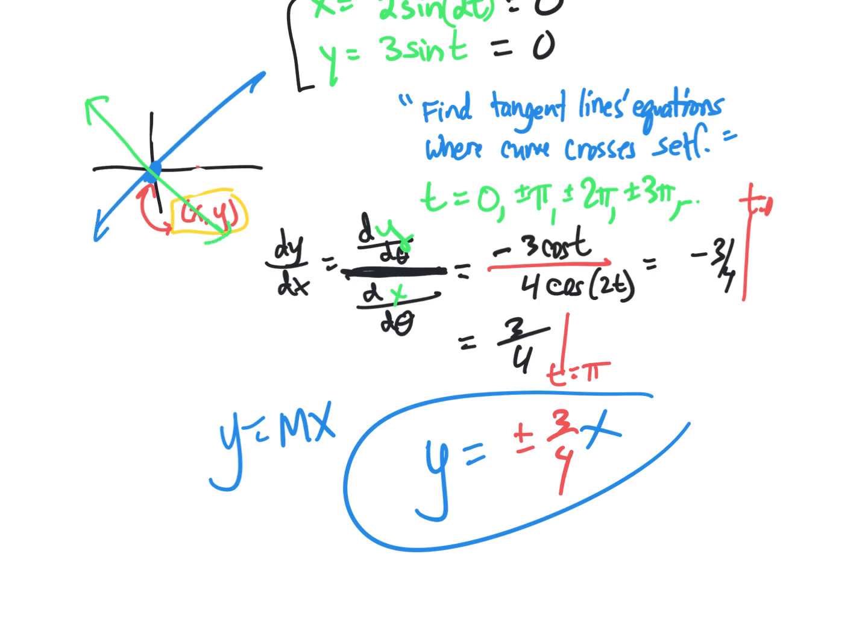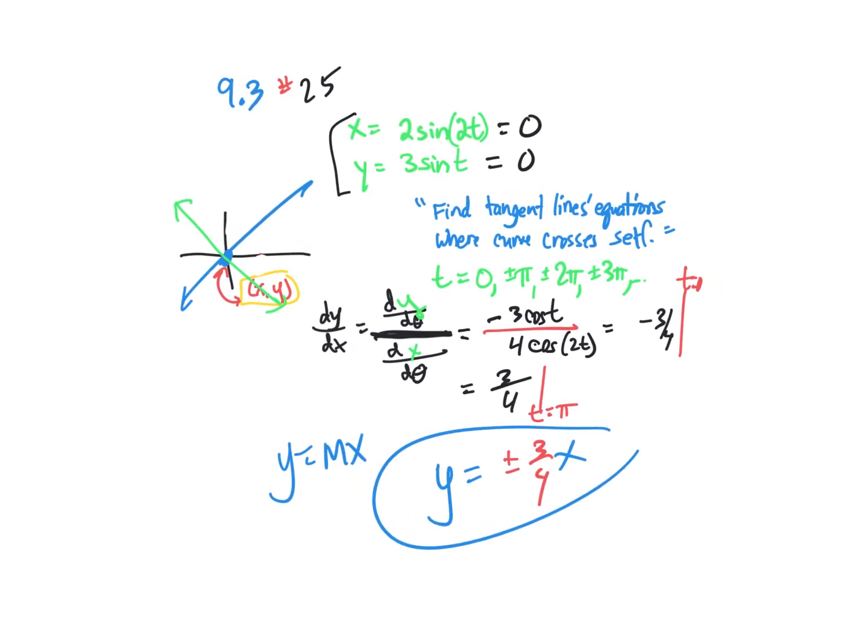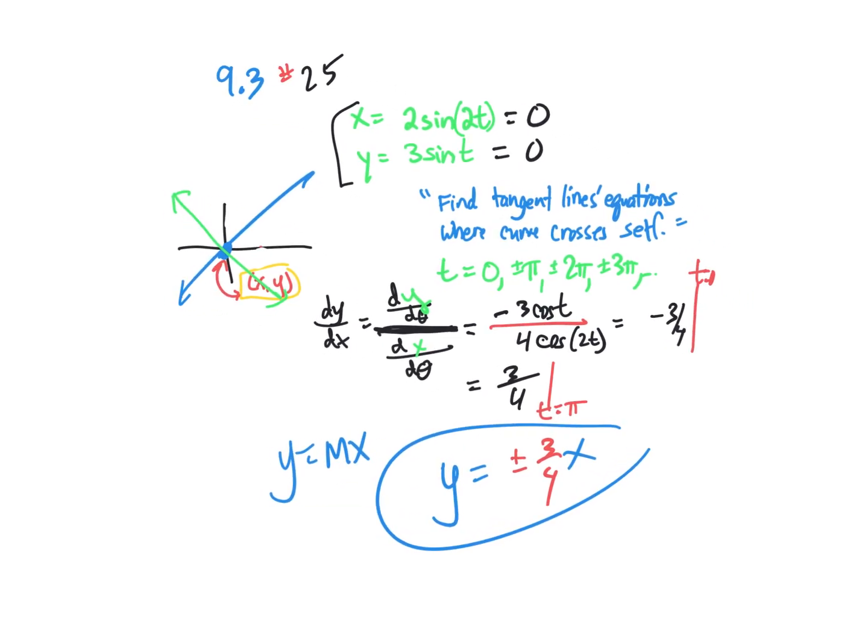You can go ahead and plot this plane curve with technology and you'll see that the graph looks something like this. And right at the pole where it crosses itself, the tangent line equations are y equals 3/4 x and y equals negative 3/4 x.